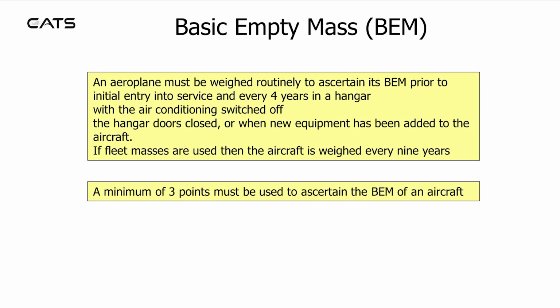Basic empty mass. An aeroplane must be weighed routinely to ascertain its basic empty mass prior to initial entry into service and every 4 years, in a hangar with the air conditioning switched off and hangar doors closed, or when new equipment has been added to the aircraft. If fleet masses are used, then the aircraft is weighed every 9 years. A minimum of 3 points must be used to ascertain the basic empty mass of an aircraft.